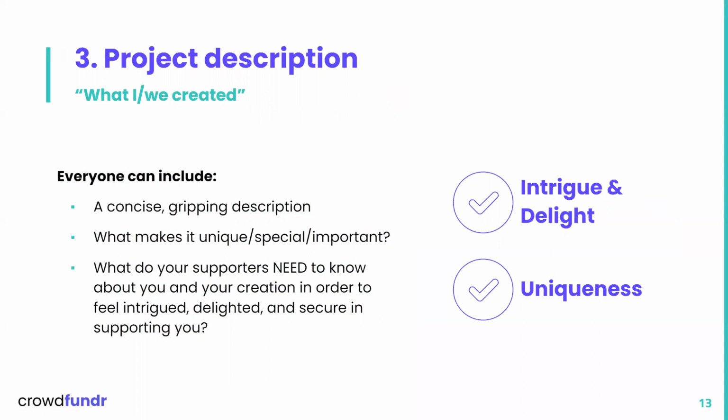So concise, gripping description. Make sure you say what makes it unique or special or important, usable, valuable, whatever your project is, what makes you unique? Because if you are a comic book writer, you are not the only comic book writer in the world. If you are a tabletop game designer, you are not the only one in the world. So you need to let them know what makes your project unique. And then what do your supporters need to know about you and your creation in order to feel those feelings that we want? So what do they need to know about you?